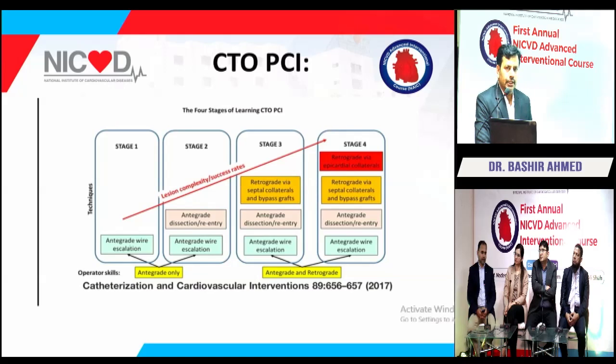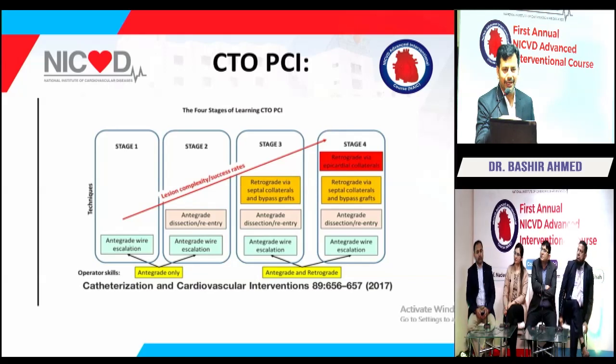This slide suggests the stage of learning, or learning curve, that one should follow. I should start the retrograde through the epicardial or septals and start subintimal entry, so we have to take a stepwise approach. Ideally, one should progress antegrade only in stage 1 and stage 2, then antegrade dissection and re-entry, and then in stage 3 proceed with both. You can proceed retrograde through septal collaterals and bypass graft in stage 4.